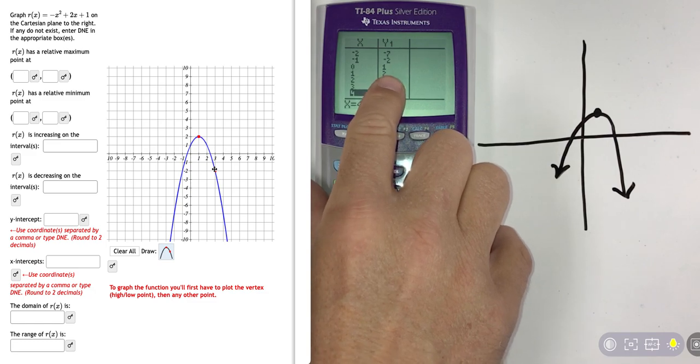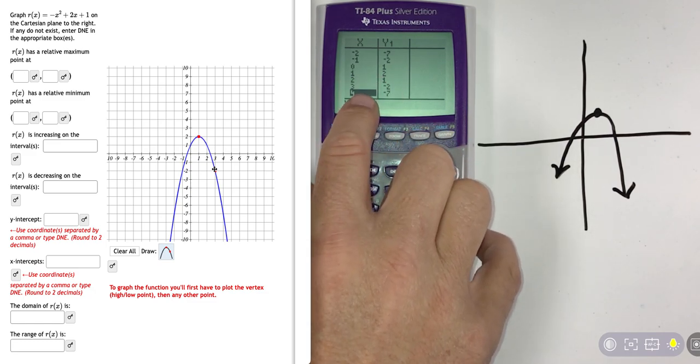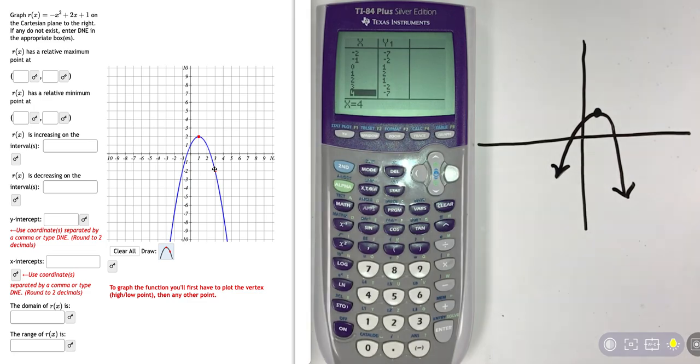So if you can find the vertex from the table, then just pick any other coordinate off the table and put that on the graph paper here as well. It'll make the exact same graph. So I need to go over here and put in, for my highest point, 1, 2. So 1, 2.